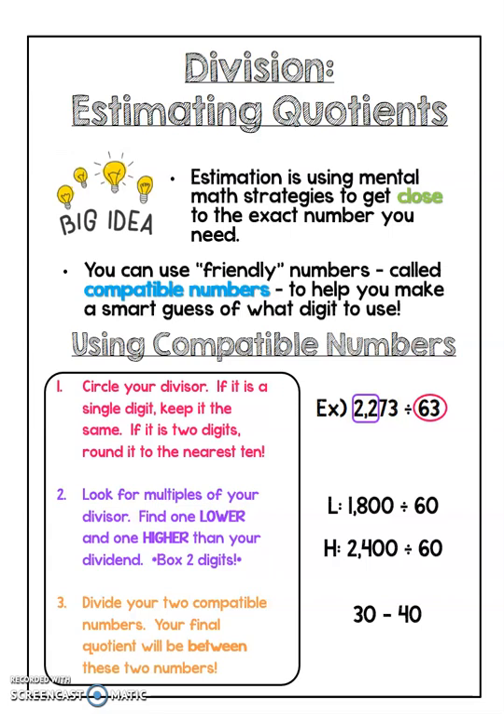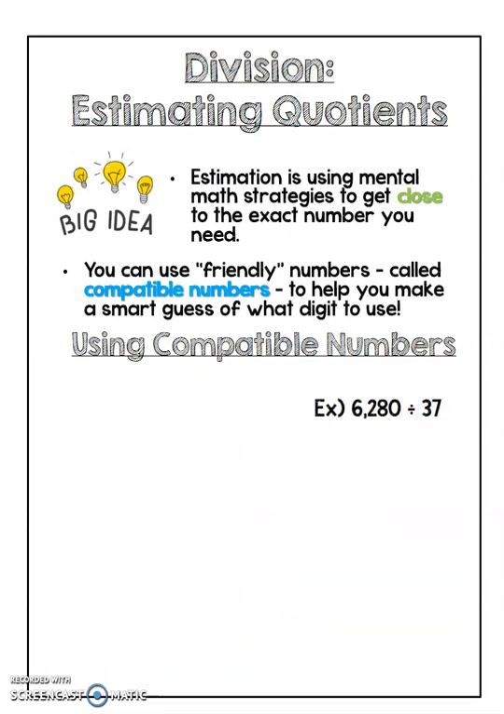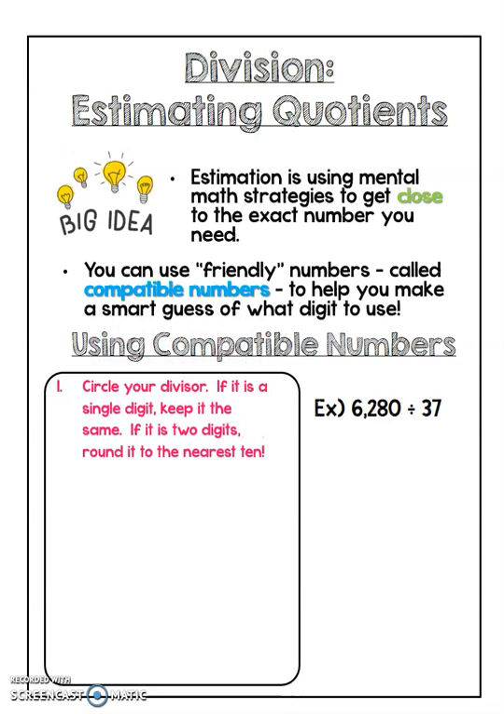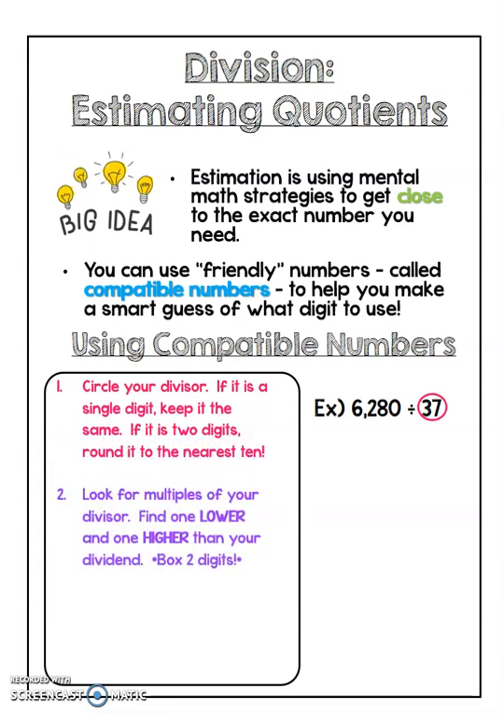Let's take a look at one more two-digit divisor. This time I have 6,280 divided by 37. First, I'm going to circle my divisor. Since it's a two-digit number, I'm going to round to the nearest 10. That means that 37, instead, I'm going to think of like 40 so that I can skip count by fours to help me with my estimating. Then I'm going to look for multiples of the divisor. I'm going to find one lower and one higher, and I'm going to box those first two digits.